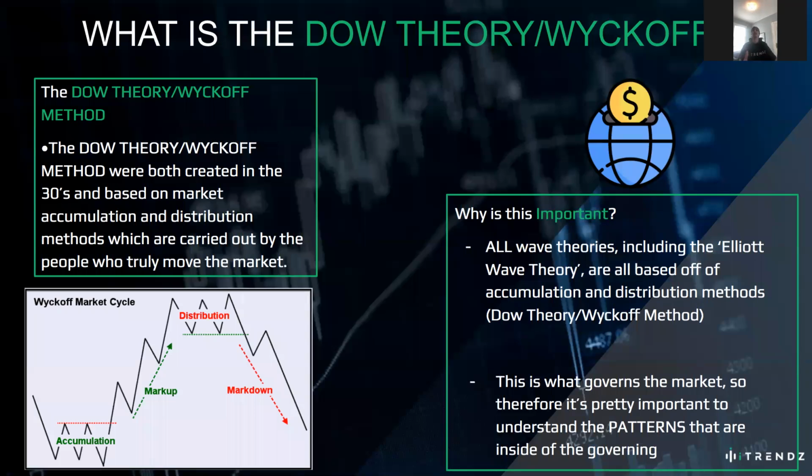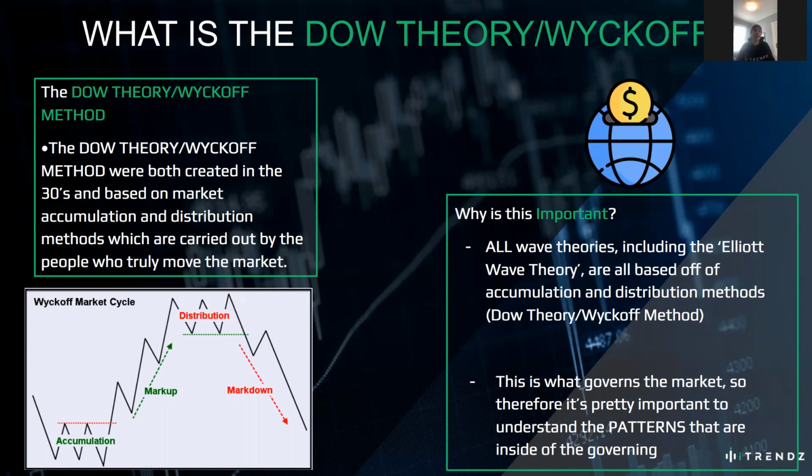So what is the Dow theory or the Wyckoff method? Both were created in the 1930s, and they're based off of market accumulation and distribution periods, which are carried out by the people who truly move the market. They accumulate and then they distribute. So it's really important to have a good understanding of these methods, because they're what govern the market.